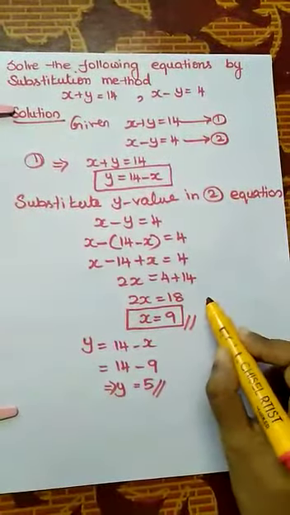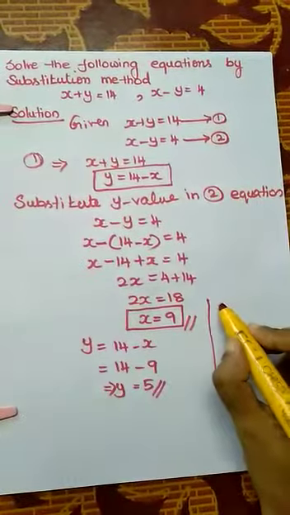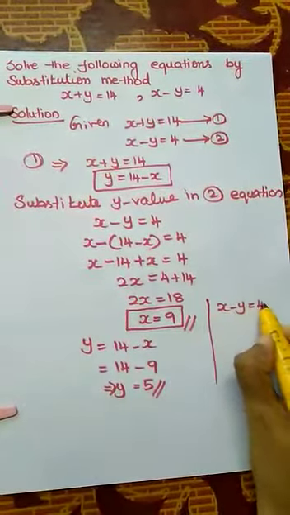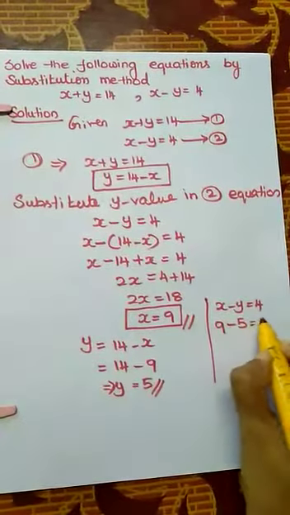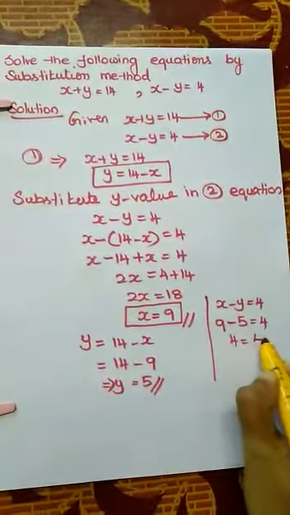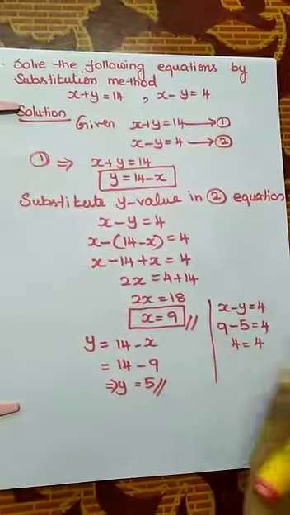Now we have to check the values. What is our equation? x minus y is equal to 4. Our x value is 9, y value is 5. So 4 is equal to 4. LHS is equal to RHS. So our answers are correct.